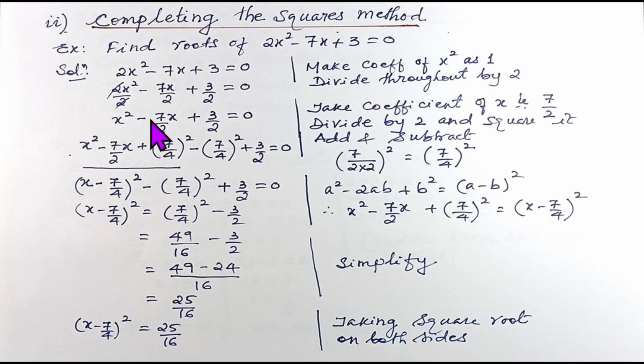So I have converted two terms into three terms and converted into a square form, and that is what is the meaning of completing the squares method. So x minus 7 by 4 whole raised to square minus 7 by 4 whole raised to square plus 3 by 2 equal to 0.